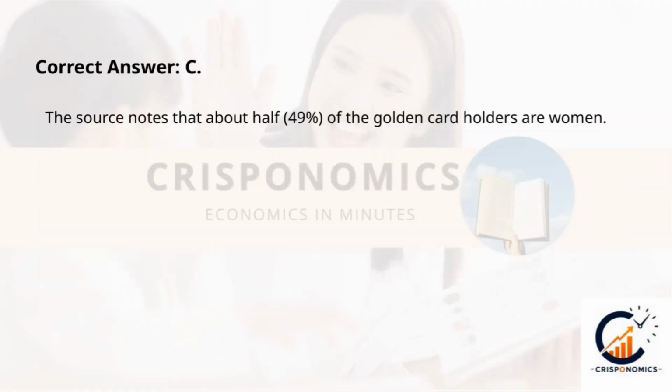Here, we see that nearly half of the Golden Card holders are women, 49%, to be exact. This detail highlights a balanced representation among cardholders, which is important when we think about who benefits from this program. It's a reminder that gender diversity plays a role in how opportunities are distributed. The correct answer, then, is C.